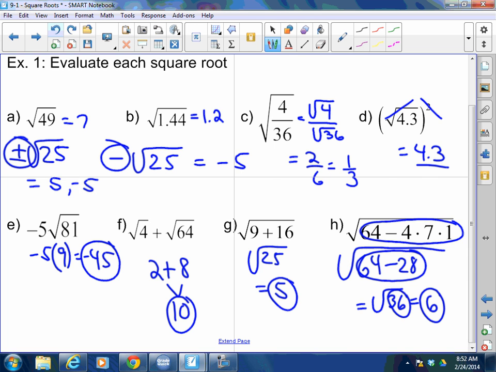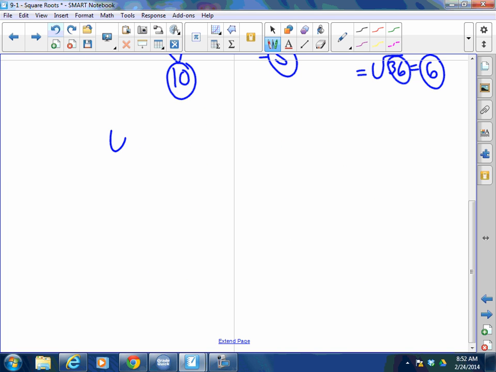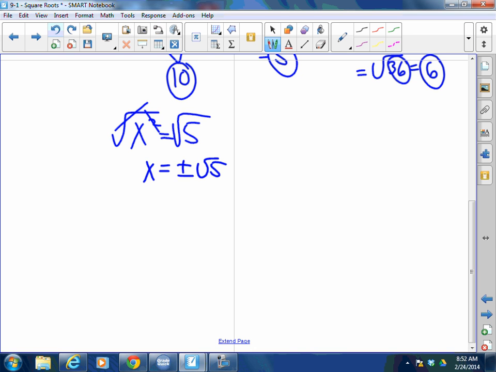When you're solving an equation, though, let's say I have x squared equals whatever, 5, okay? If I take the square root of both sides, then I have to have plus or minus square root of 5. You feel me?